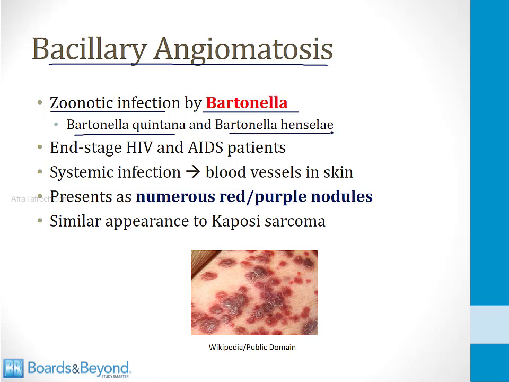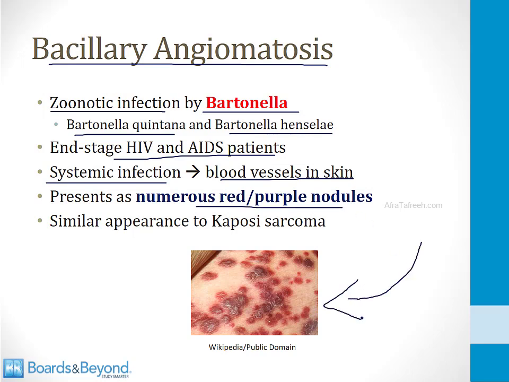Patients who develop bacillary angiomatosis have to be severely immunocompromised. Classically, it occurs in end-stage HIV or AIDS patients. The way this infection develops is that patients who are immunocompromised develop a systemic infection with Bartonella, and this leads to infection of blood vessels in the skin, and as a result, they develop an eruption of numerous red-purple nodules. There's an example of this shown on the screen here. And this can look a lot like Kaposi sarcoma, which also occurs in AIDS patients. So let's talk about Kaposi sarcoma now.